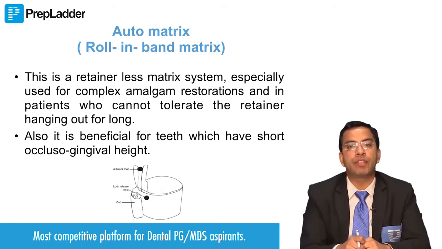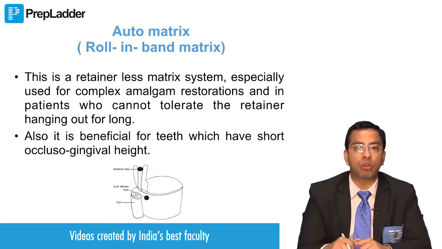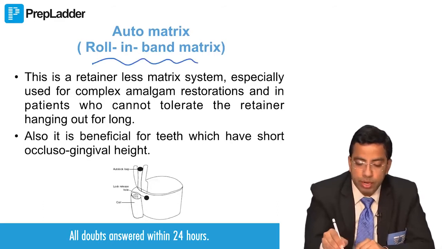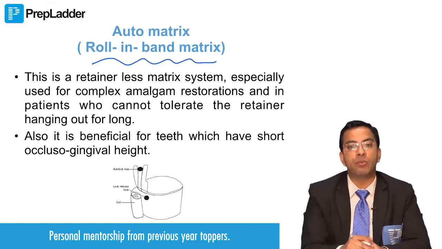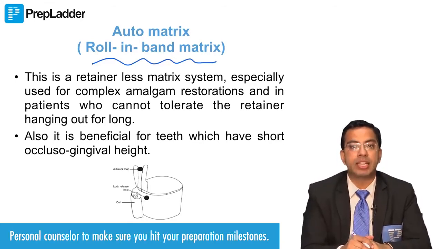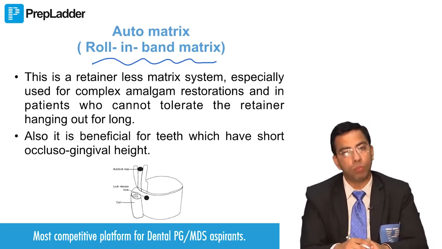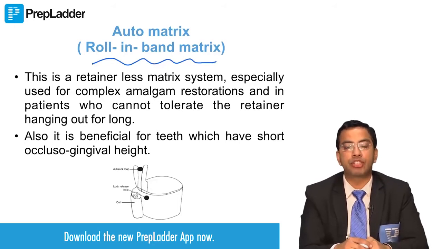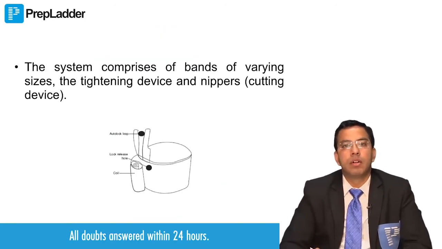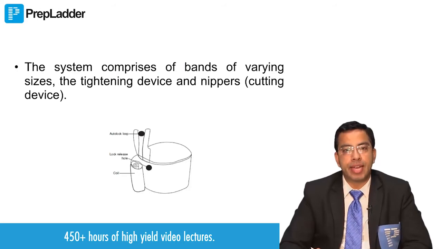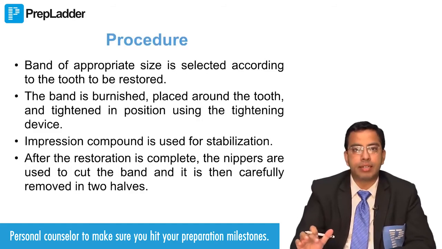Further advancement of the retainerless system, that is the matrix which does not require a retainer, is the automatrix. It is also called a roll-in band matrix. This is a retainerless matrix system specially used for complex amalgam restorations and in patients who cannot tolerate the retainer hanging out for long. Also, it is beneficial for teeth which have short occlusogingival height, that is, teeth which are shorter in height. The system comprises bands of various sizes, the tightening device and the nippers. Nippers are the cutting device.